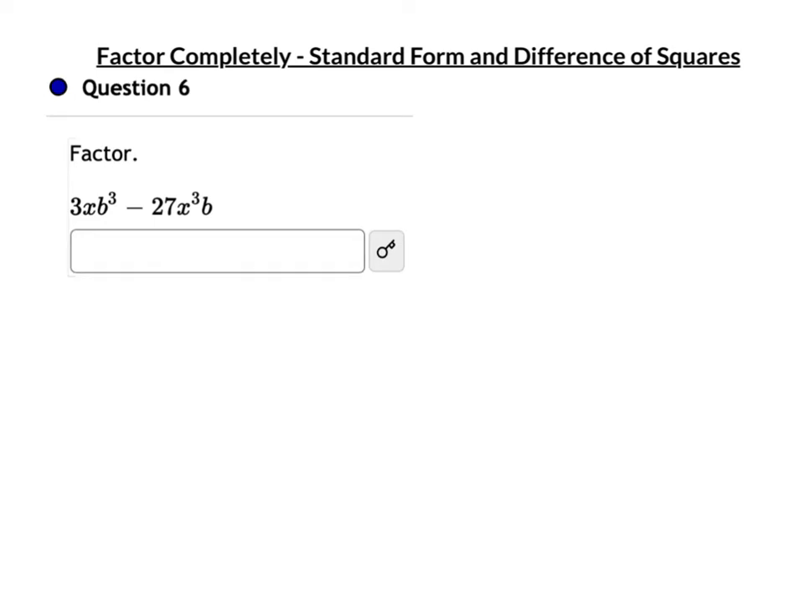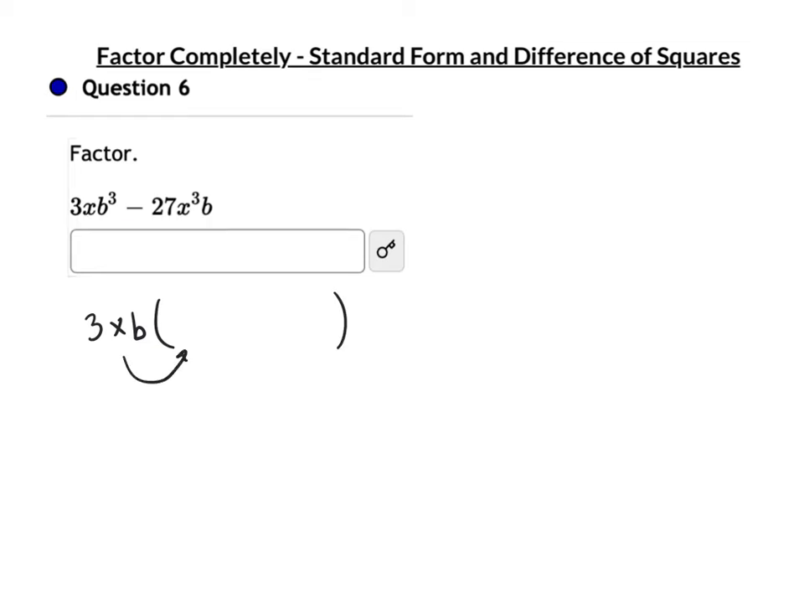Question 6. It definitely has a GCF. 3 and 27 are divisible by 3. Both have an x in them. This just has a single x. This has 3 of them, x times x times x. In common, they have a single x. There's 3 b's here and 1 here. In common, they have a single b. Now I'm thinking the distributive property.